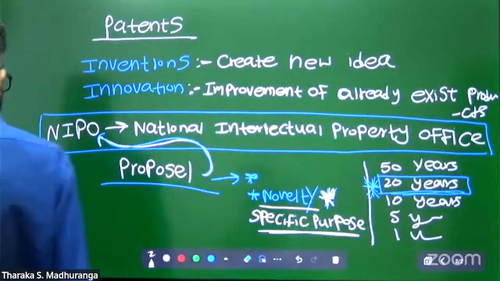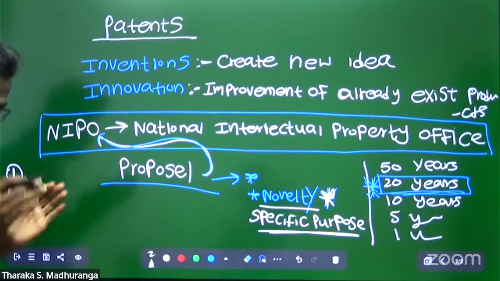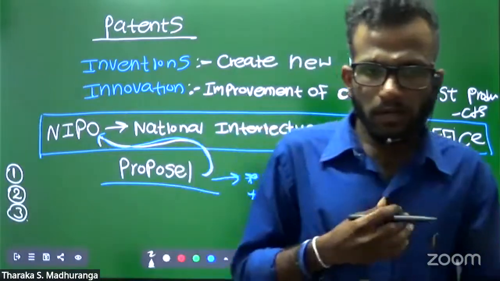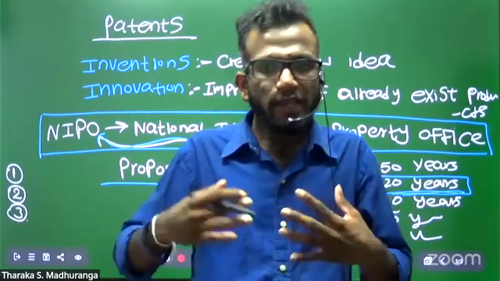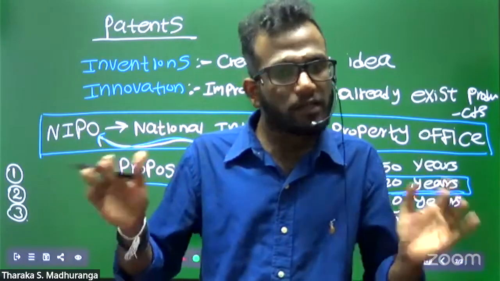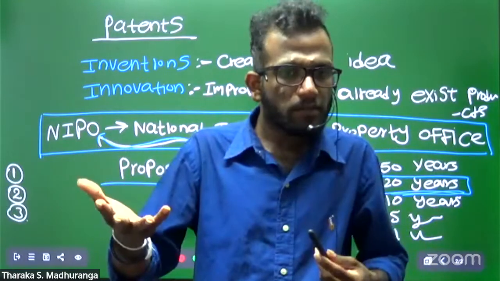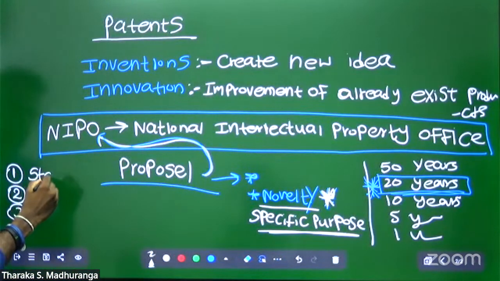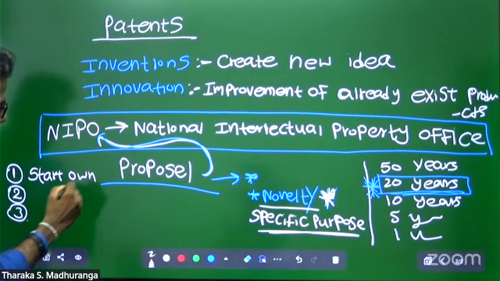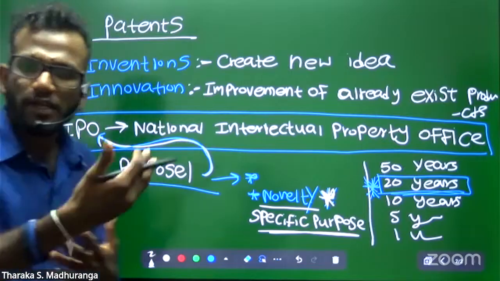Remember, we have three main earning methods. The first one is, if I have a patent, for whatever product, I can start the industrial process, and I can produce the product, and I can sell. Okay, that's the one method. Own business. Start your own business, and we can earn money.